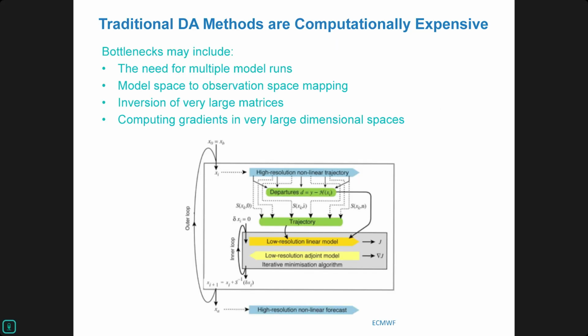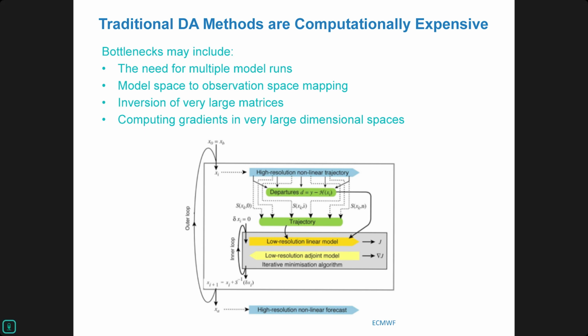But this has challenges even in terms of operational prediction. Some of the bottlenecks are we need ensembles or multiple model runs to get this. Even in the variational approach, you run the tangent linear and adjoint model multiple times in a loop to converge the cost function J. So that is computationally expensive. Model space to observation space mapping, which is that E matrix or the observation operator, can also be computationally challenging.